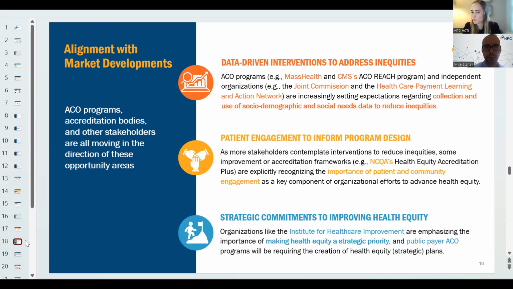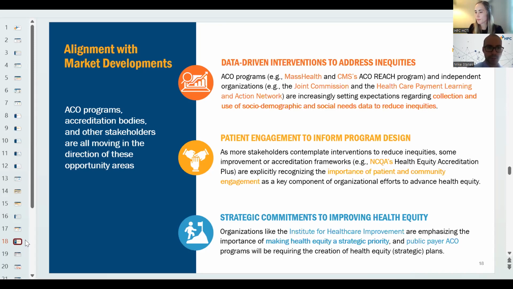As I'm sure everyone is aware, health equity is now getting much needed attention from a wide range of stakeholders. Certainly that includes MassHealth, but also CMS and other payers, accreditation bodies, and other thought leaders on payment reform and healthcare delivery. We here at the HPC have closely examined the approaches those organizations have taken and the frameworks that they've laid out. And we've been pleased to observe that they align in important ways with the observations and the priorities that we had identified within the certification program.